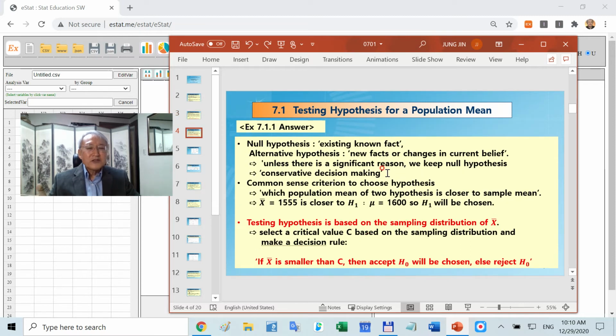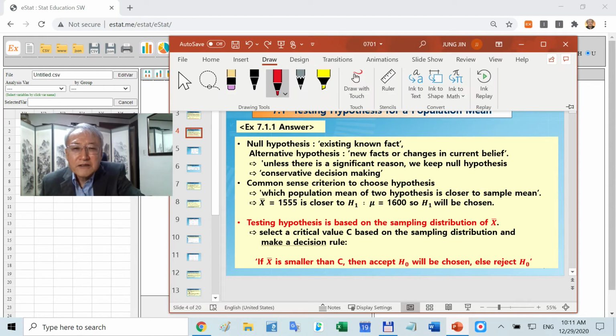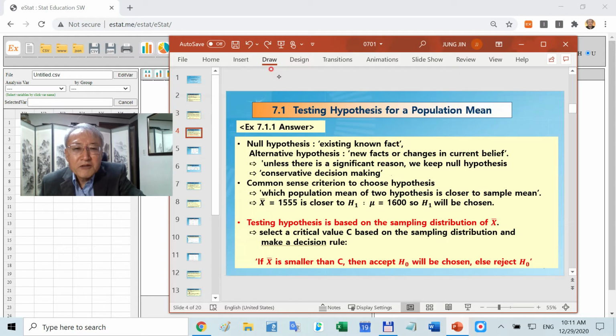Again, the null hypothesis, we are going to introduce another one in section 7.4. But until that point, we'll assume the null hypothesis is the existing important thing. The alternative hypothesis is the new fact. Therefore, unless there is a significant reason, we try to keep the null hypothesis as much as possible. We call this conservative decision making. Most statistical testing of hypotheses is based on this conservative decision making. Keep in mind, we emphasize H0 first, the null hypothesis.